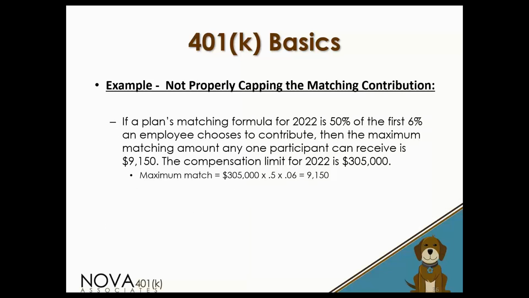Here's the example with not properly capping the match at the contribution cap. So if a plan's matching formula for 2022 is 50% on the first 6% of an employee's contributions, then the maximum matching contribution on any one participant is $9,150. And that's because the compensation limit for 2022 is that $305,000. And so how I got the $9,150 is taking that compensation cap of $305,000, multiplying that by the 50% contribution, and if someone contributes at least 6% to the plan, multiplying it by that 6%, that gets you the $9,150.